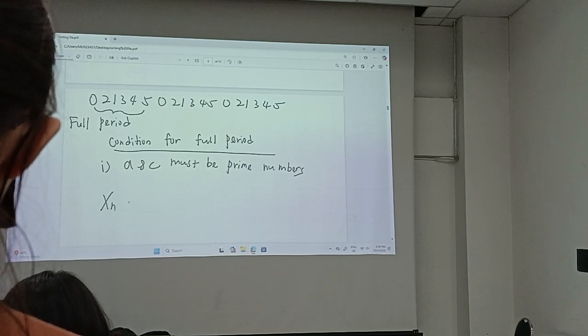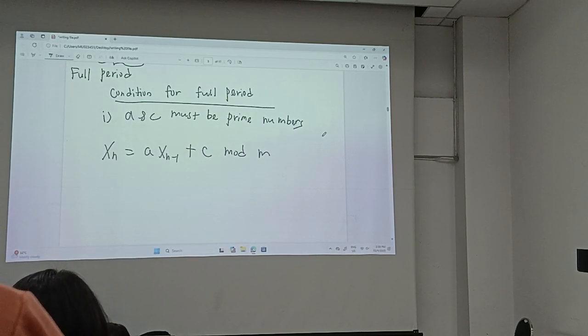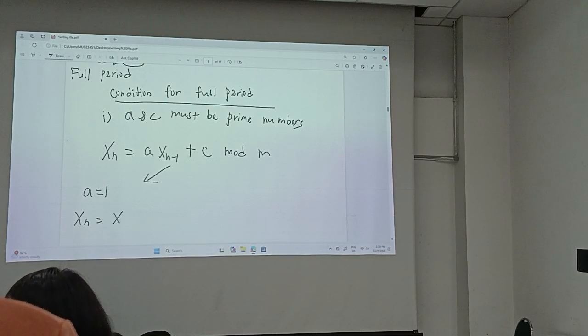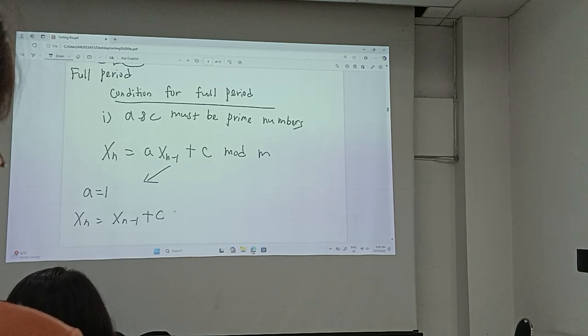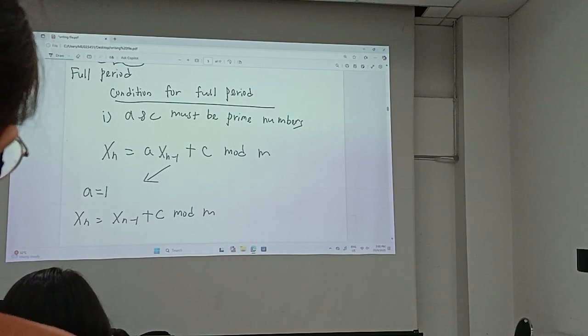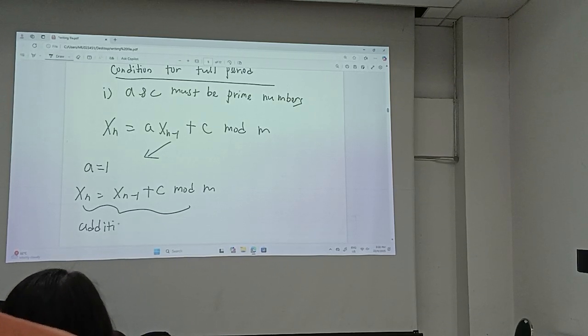The formula for LCG just now is this one, plus C. From this LCG, we can derive another two generators. When A equals 1, this part equals 1, so here will be S(n-1) plus C, mod M. Now there's no more multiplication here, only addition. So when only addition, we call it an additive LCG.